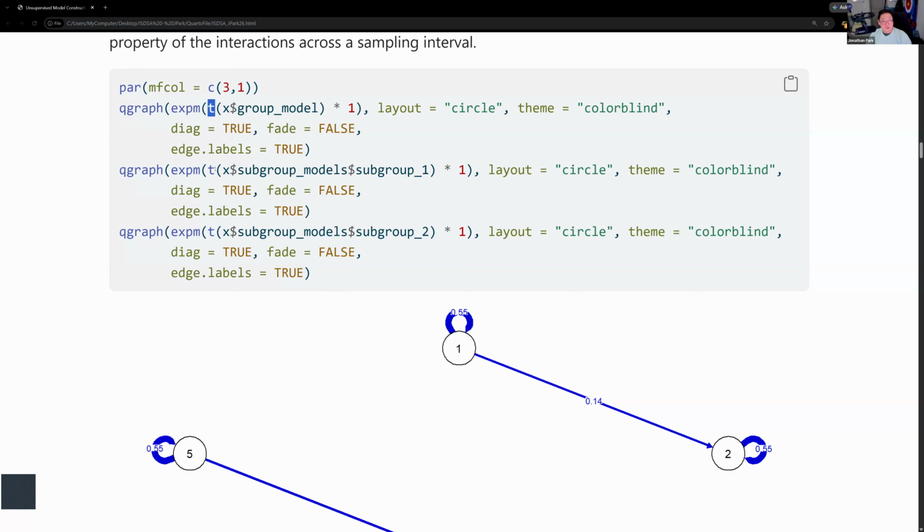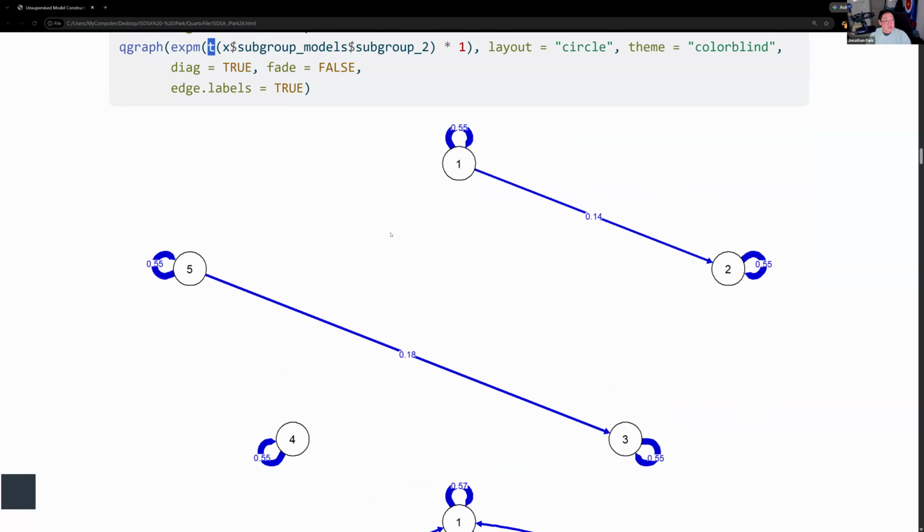If you see this transpose, it's because QGraph doesn't plot things as columns predicting rows. QGraph plots things as rows predicting columns, so you always have to transpose those when you're modeling dynamics. So here, we should see things for people who have fit vector autoregressive models. These are coefficients that are much more understandable.